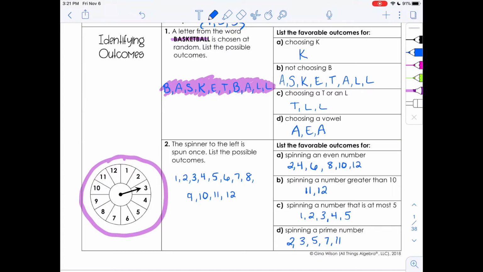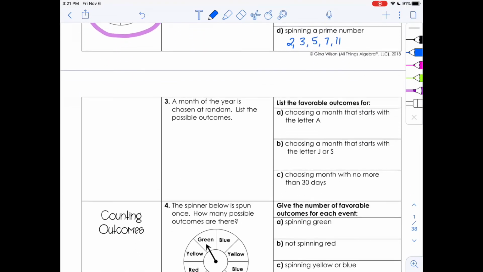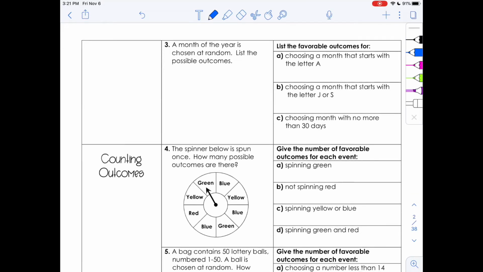Let's take a look at one more example of identifying outcomes. And for this one, we're going to look at the months of the year. A month of the year is chosen at random. List all of your possible outcomes.